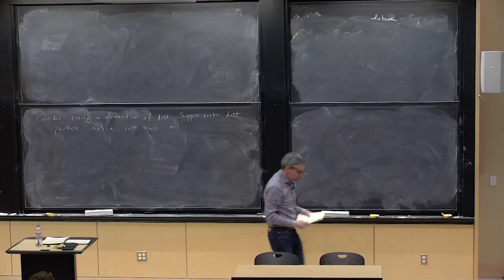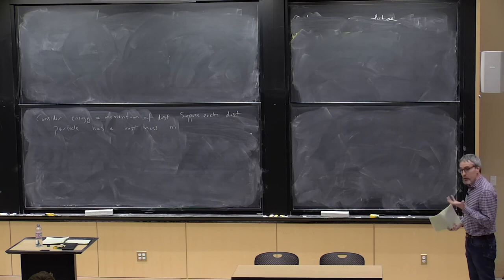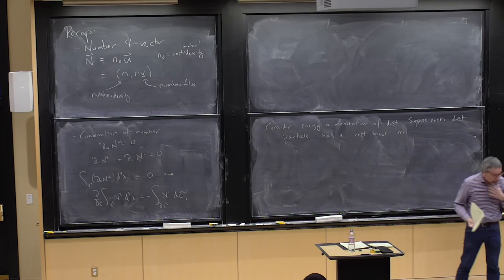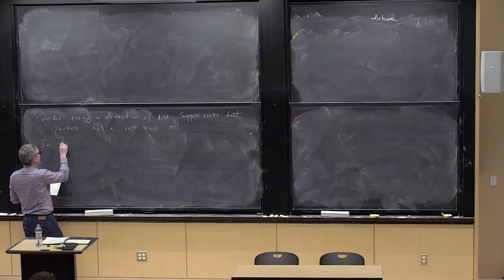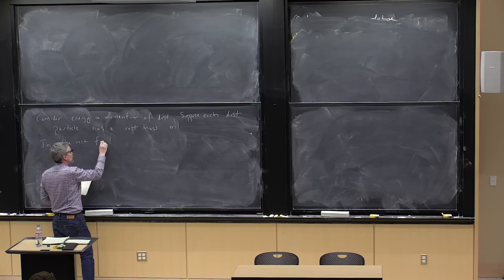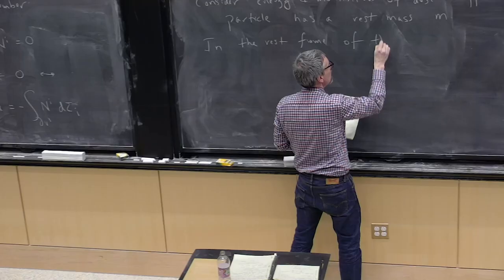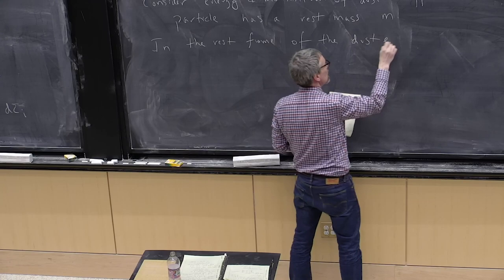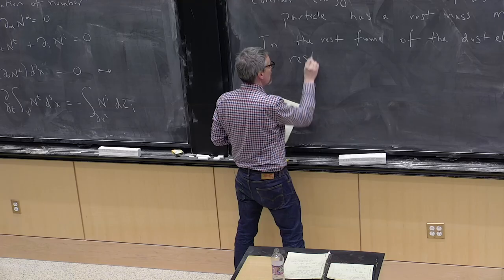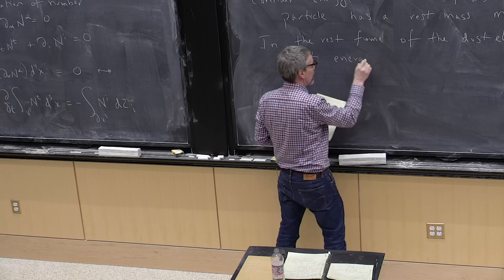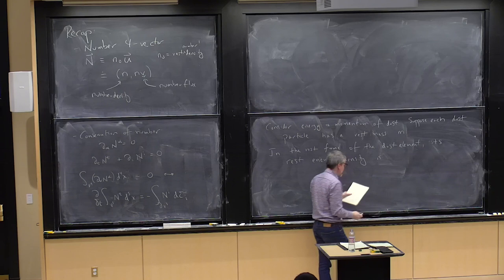So one of the things which I might want to do is, in addition to characterizing this dust by saying that the number density in a particular frame is n or n0, let's go into the rest frame of this thing. I might be interested in knowing about the rest energy density. So I'm going to denote the rest energy density by rho sub 0.